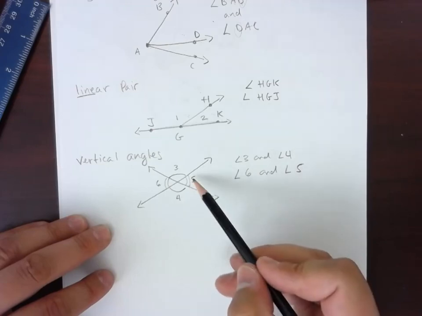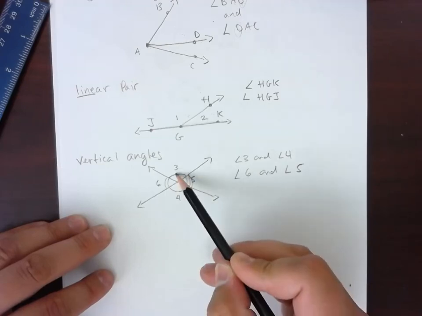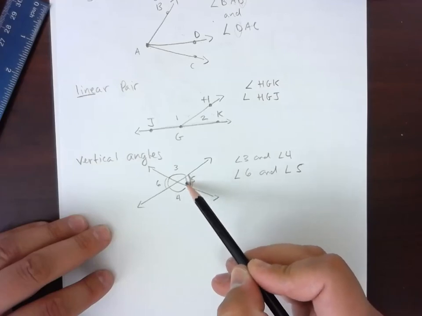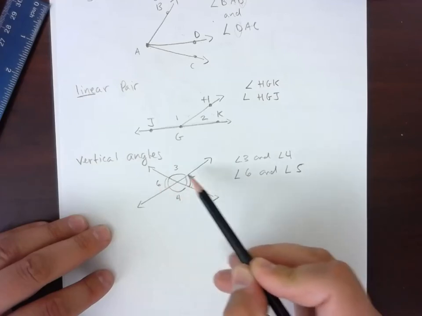Now you notice that I have different symbols on angle 5 than I do on angle 3. That's because they are not necessarily congruent to each other, but 5 and 6 are, and 3 and 4 are.